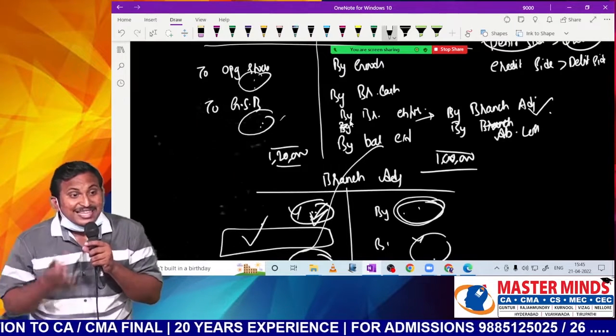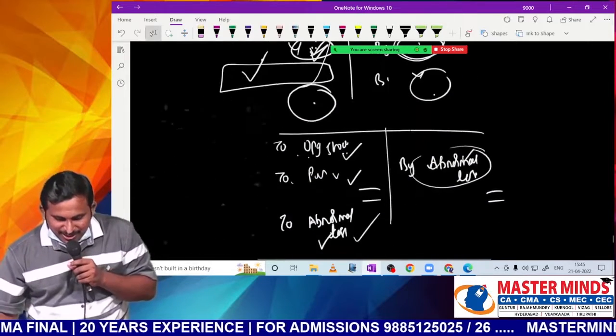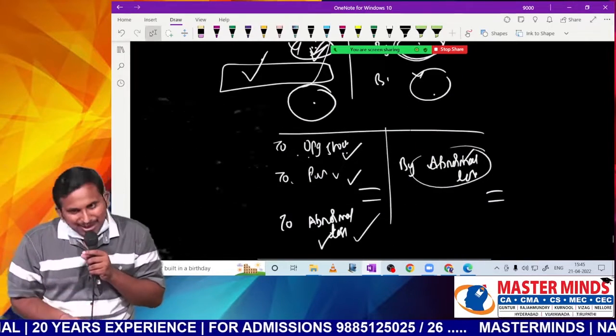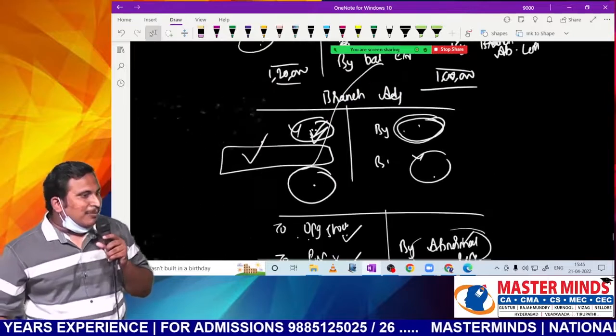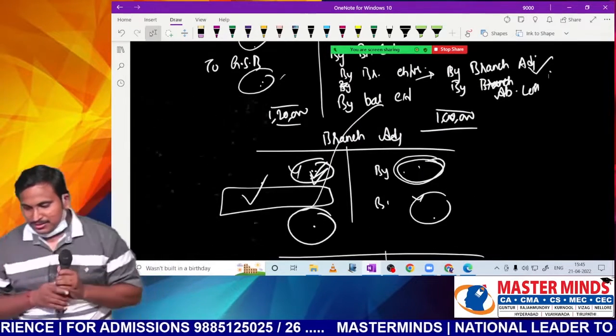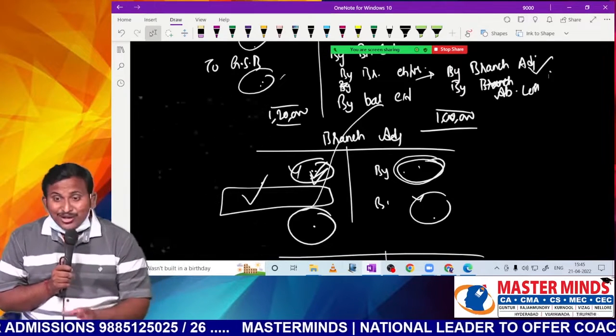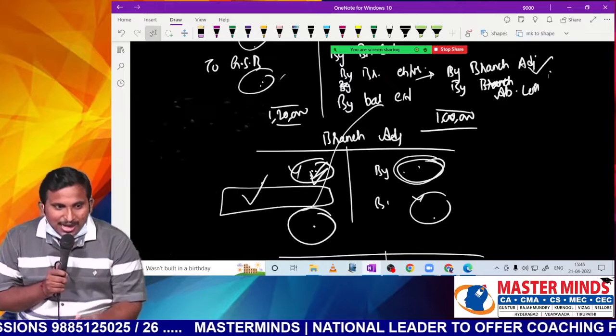Cost portion is the real loss, sir. It should be recorded where, sir? P&L. Because we eliminate it in trading and ultimately record it in P&L only. So for recording in P&L, we write by abnormal loss. Hope everybody has understood. So this is the way of recording normal loss and abnormal loss.